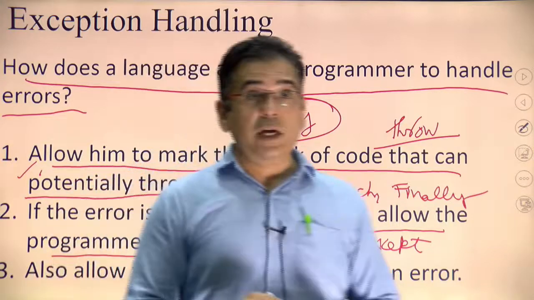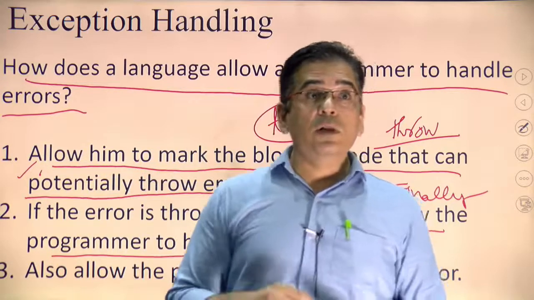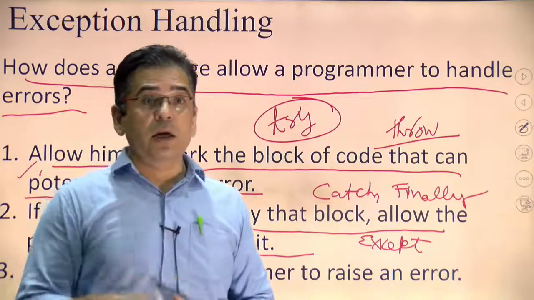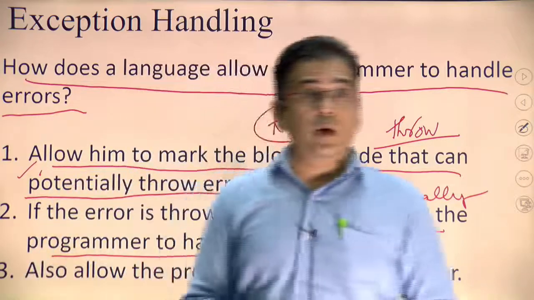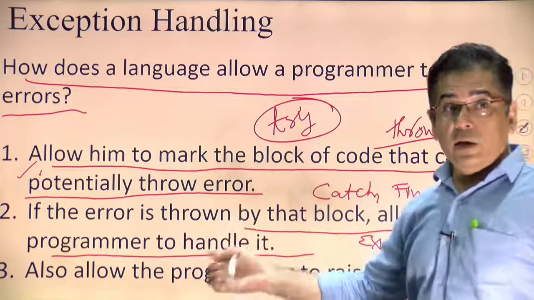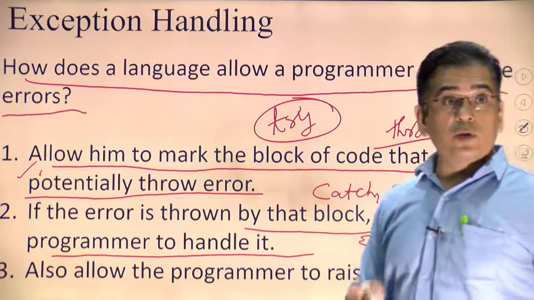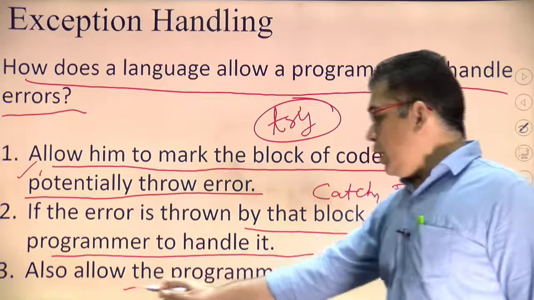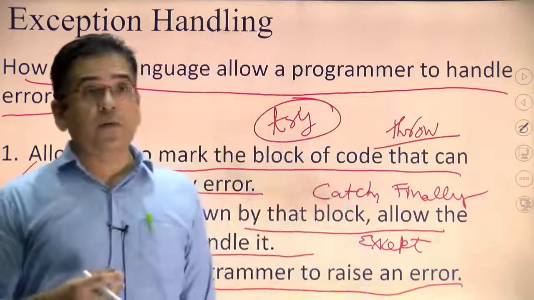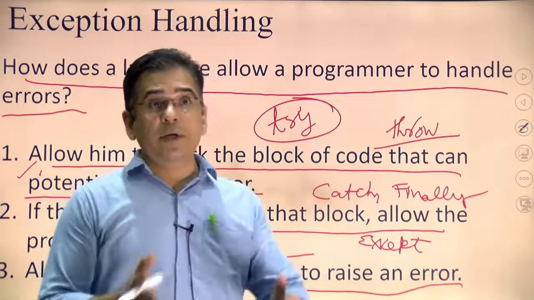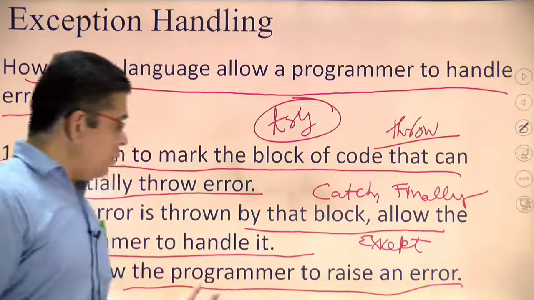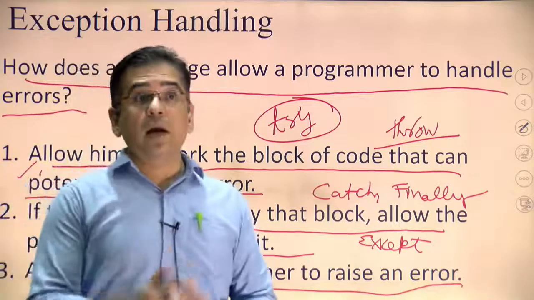Number one, potentially mark the block of code that throws an error, and then to handle that error, it gives some other functionality to the programmer so that at runtime the programmer can handle those errors. Third case, but not always to be used, the language allows the programmer to raise an error as well. It allows the programmer to raise an error as well.